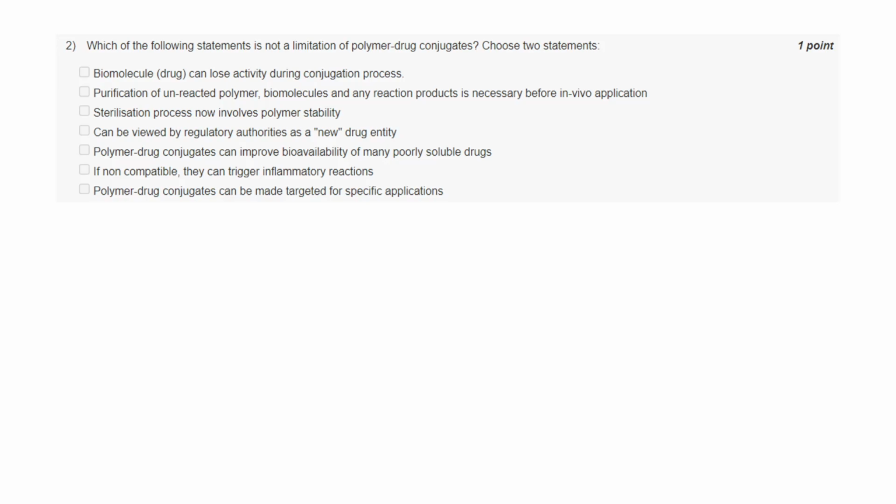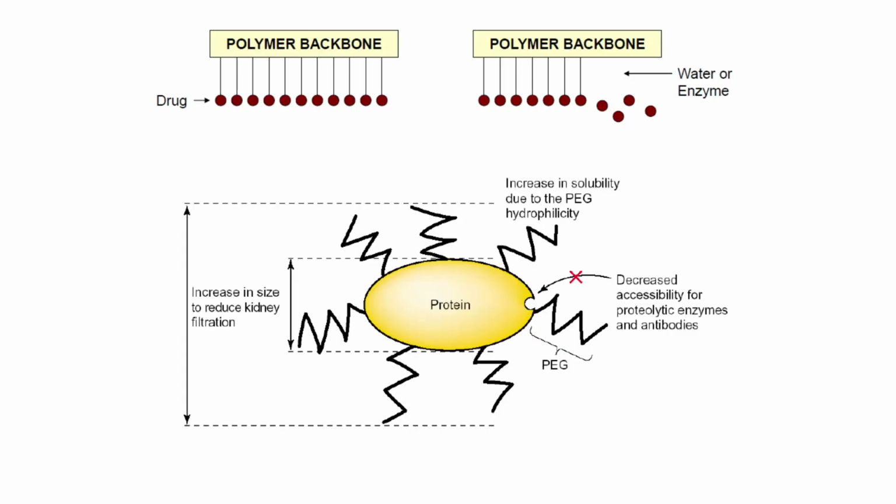Which of the following statements is not a limitation of polymer drug conjugates? And we have to choose two statements. So polymer drug conjugation is a technique where you want to change the properties of your drug. If your drug is hydrophobic, you want to make it more hydrophilic. That's when you conjugate it with certain polymers such as PEG. Contrast to that, if you want the slow degradation of your drug, then also you can conjugate it with polymers that will avoid its degradation.